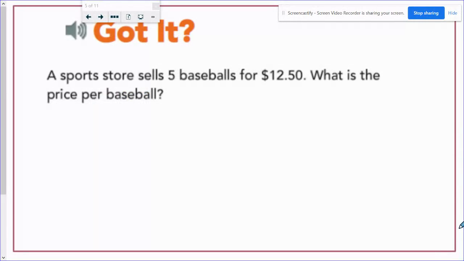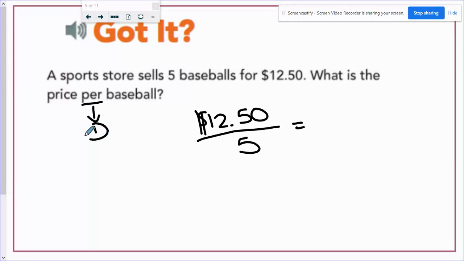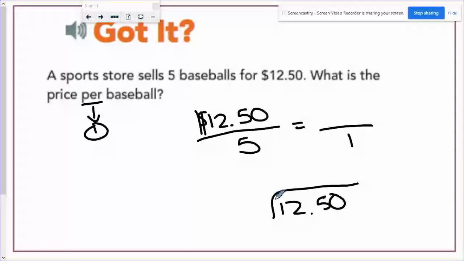All right, let's take a look here. A sports store sells 5 baseballs for $12.50. So let's write our original rate. And we want to know what is the price per baseball. We know per is going to mean for one. $12.50 divided by 5, because we're dividing the number of baseballs by 5, so we're going to divide the cost by 5. And remember, our decimal goes straight up into the quotient when it's money.